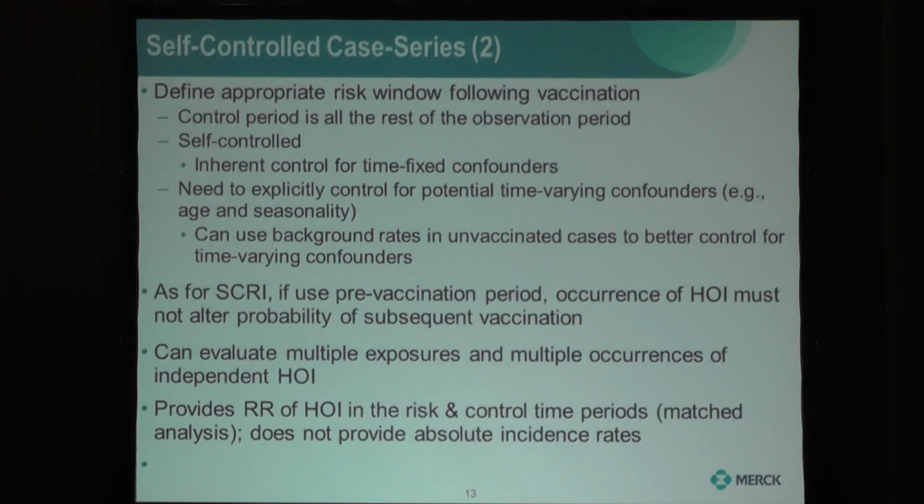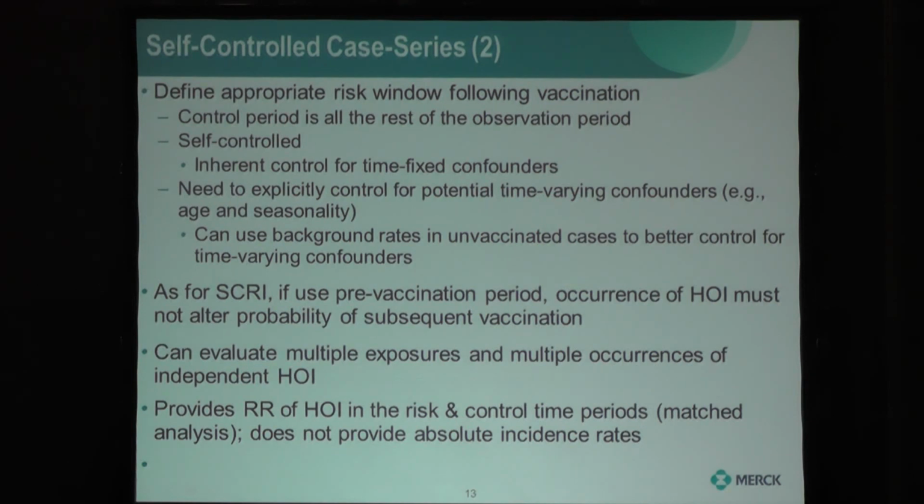So, same thing, you define your period of observation, and the self-control design will take care of the fixed confounders. You still need to control for age and seasonality if the incidence of your outcome changes with age and seasonality. Something I didn't mention in the rotavirus example: the incidence of intussusception changes a lot during the first year of life, very different by almost a week of age, so you have to adjust very carefully for age in that example.